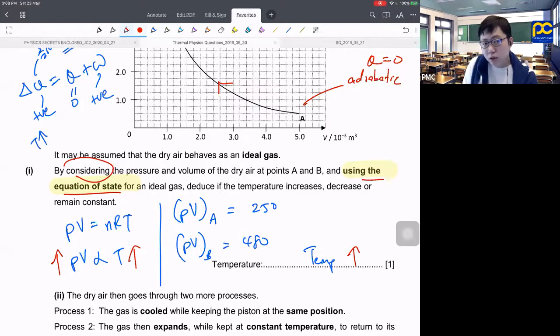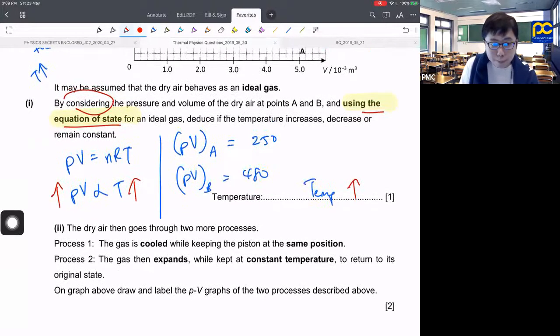Actually, I can derive the same answer using the equation of state, PV = nRT, or the first law. In most questions, I can use either method. So please look at the command word over here. So temperature goes up.